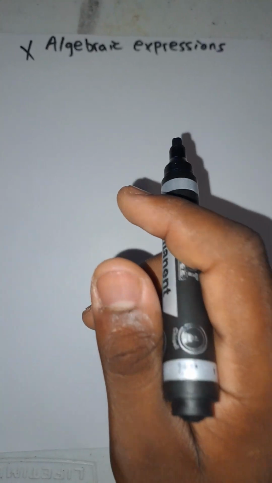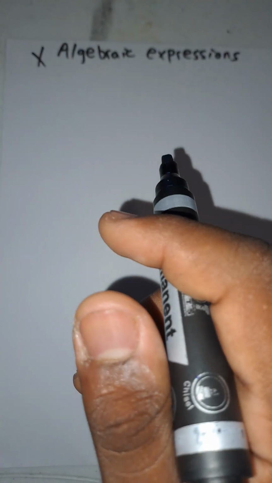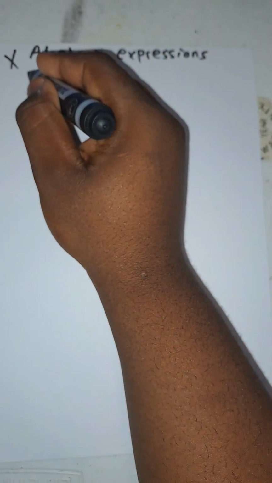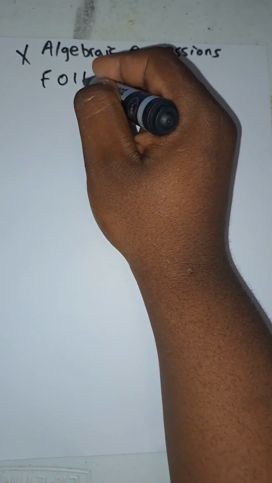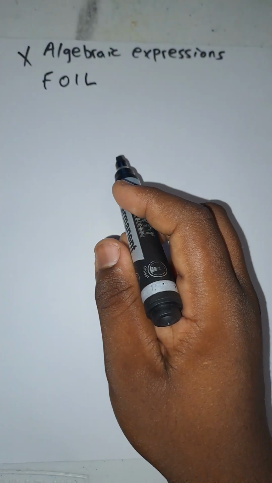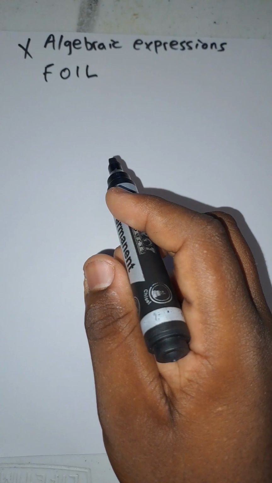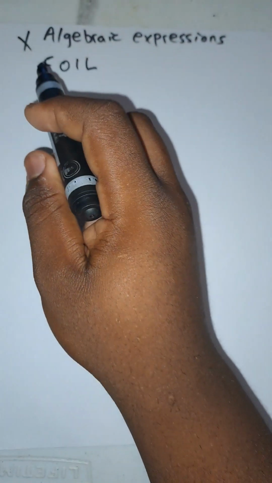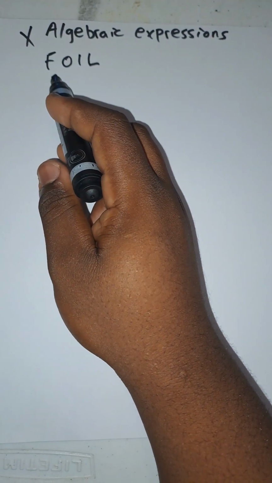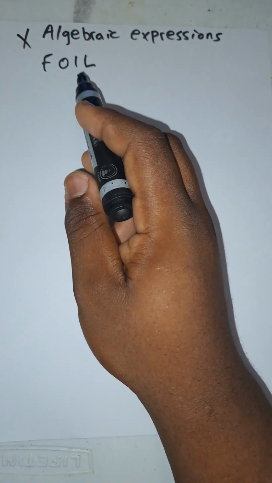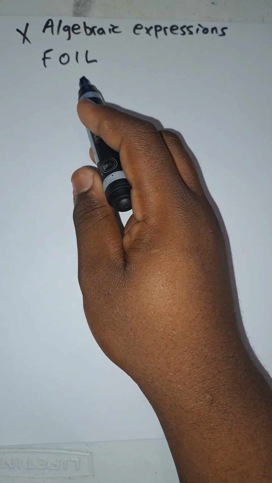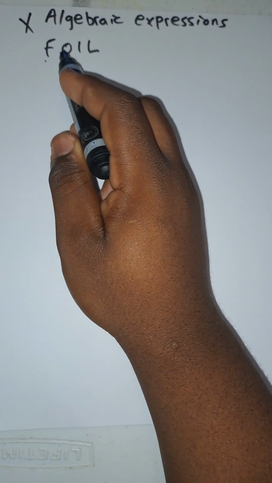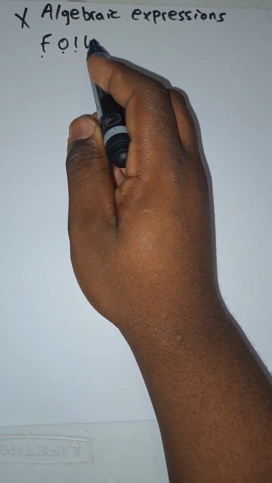At the same time, whenever you are dealing with binomials, we are going to use what you call the FOIL method. The FOIL method can be used to multiply two binomials. Here you multiply the first terms in each bracket, then you multiply the outer terms, then the inner terms, and finally the last terms. So FOIL stands for firsts, outers, inners, and lasts.